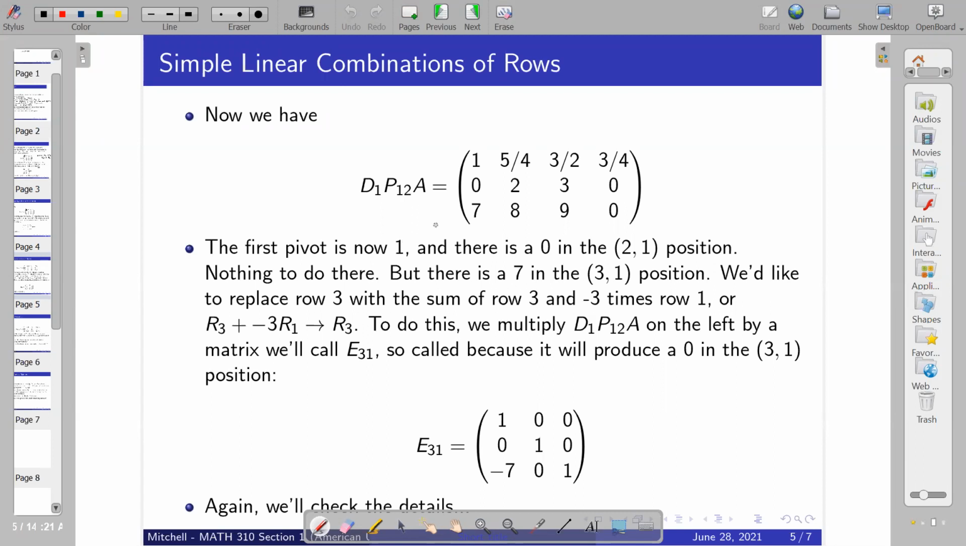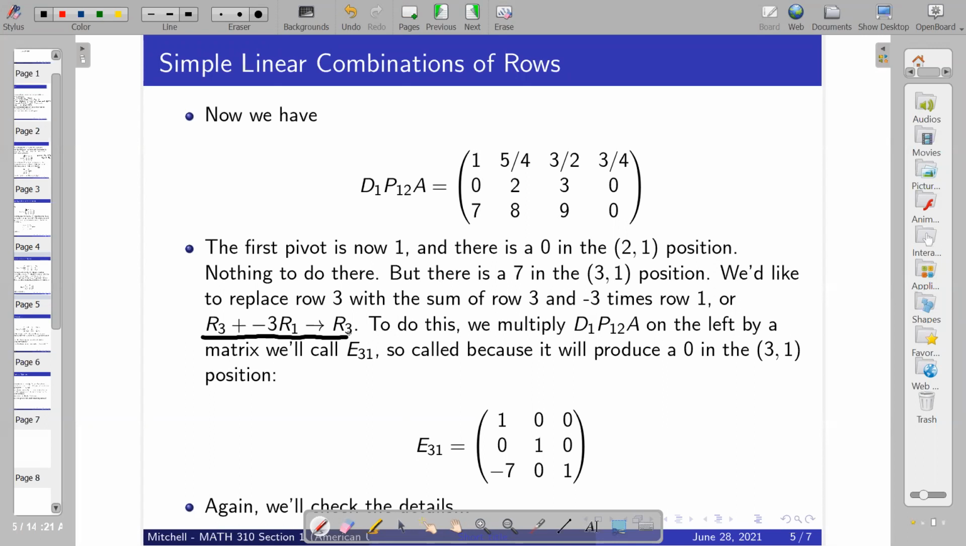The first pivot is now 1. If you're continuing with Gauss-Jordan elimination, you want to create the reduced row echelon form of A. Below the 1, you already have a 0 in the 2-1 position, so there's really nothing to do there. It's the 7 that you would like to eliminate. We're used to an elementary row operation which looks like this to do that: row 3 is replaced with row 3 plus -1 R1.